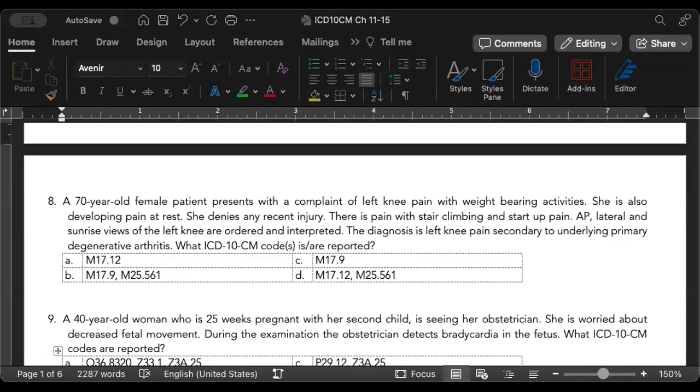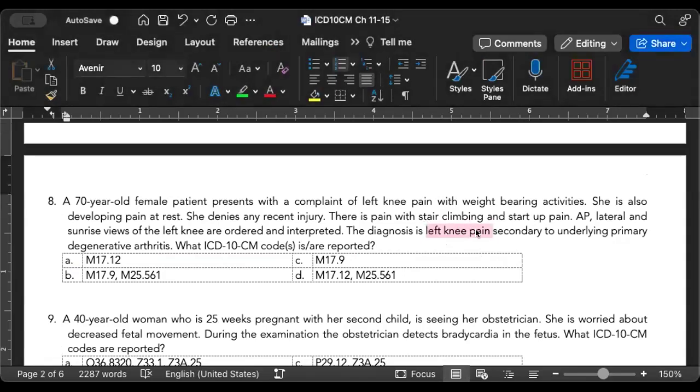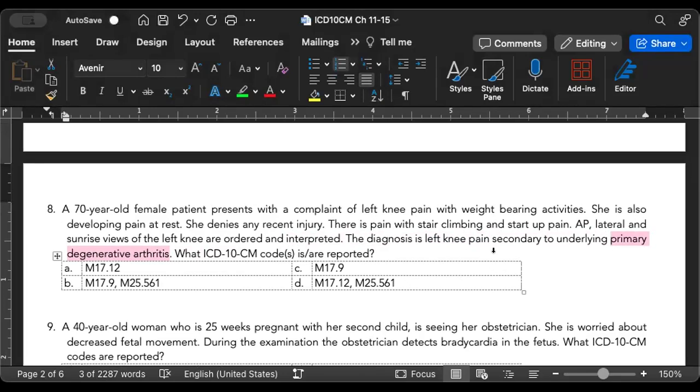So, the big question, our diagnosis is left knee pain, right? But it's secondary to our primary degenerative arthritis. Do we code both or do we code one or the other? And if we only code one, which one do we code? You can raise your hand and come off mute. You can type it in.